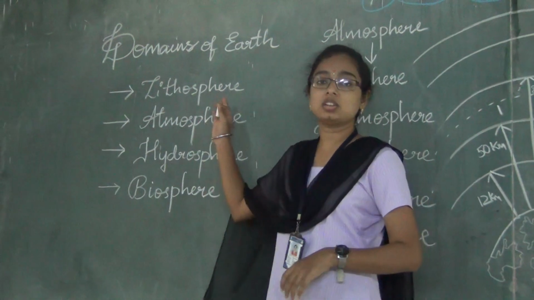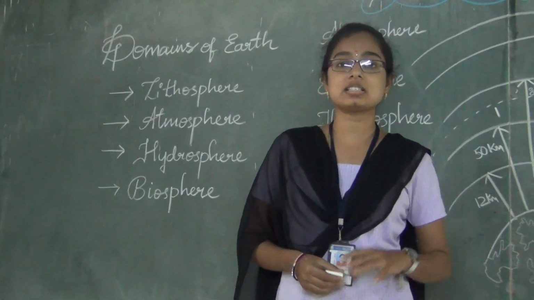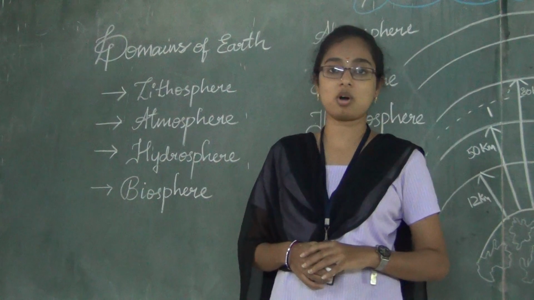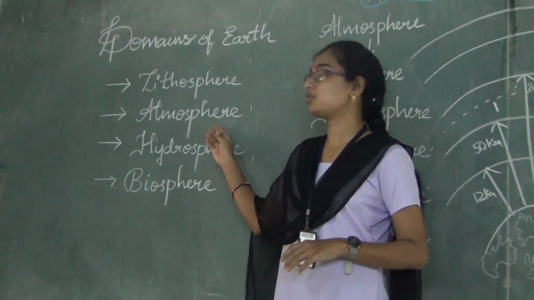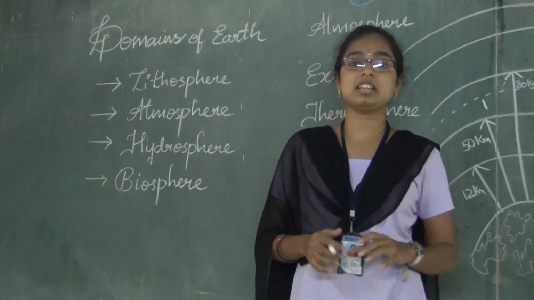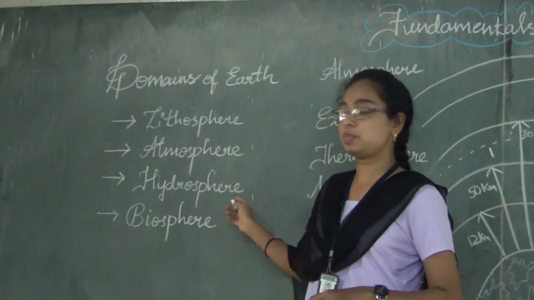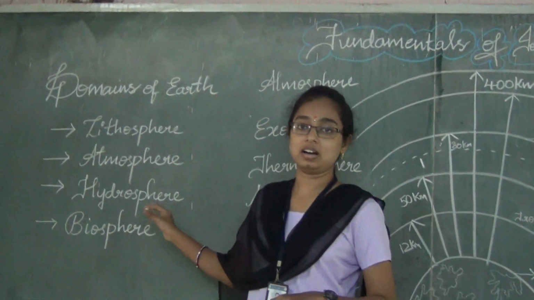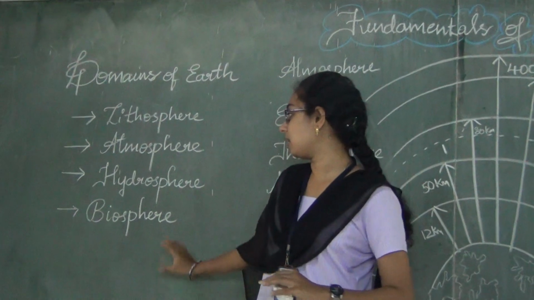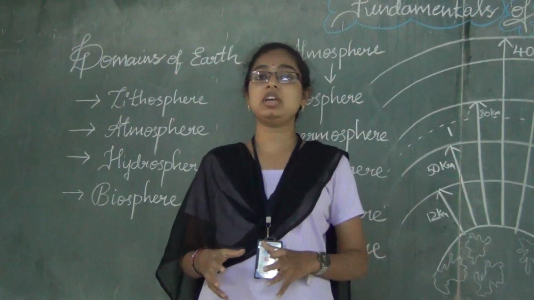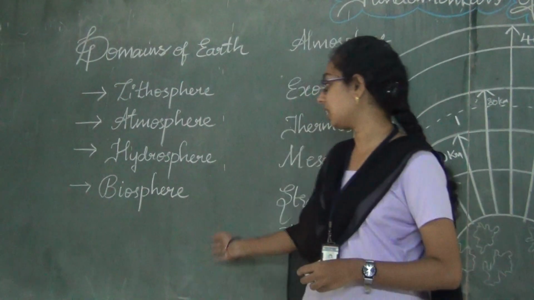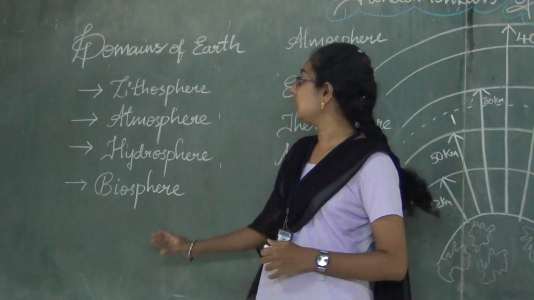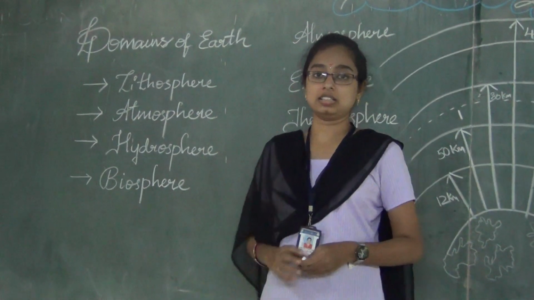As we know, the lithosphere is a layer which contains the crust and mantle; it's a rocky area. Coming to the atmosphere, this is completely filled with gases. And the hydrosphere is a watery area, covered with water. And coming to the biosphere, it is the place where we all live, where living things live. These are the four main domains of Earth.